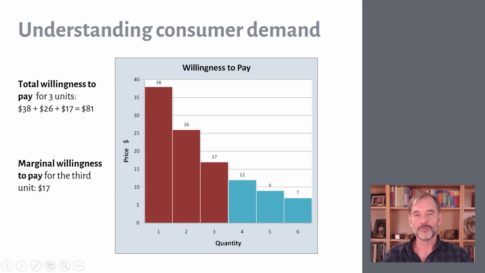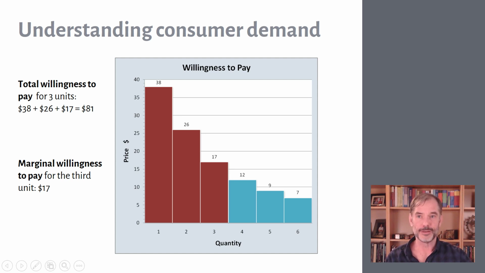So the overall idea then is diminishing marginal utility from consumption leads to a diminishing willingness to pay on a piece-by-piece basis. So if I were to say, what is the total willingness to pay for 3 units, we can add up the willingness to pay for the first one, which is 38. Remember, I have the quantity across the bottom here and the price up the vertical axis. So 38 plus the second piece at 26 plus the third piece at 17 equals $81.